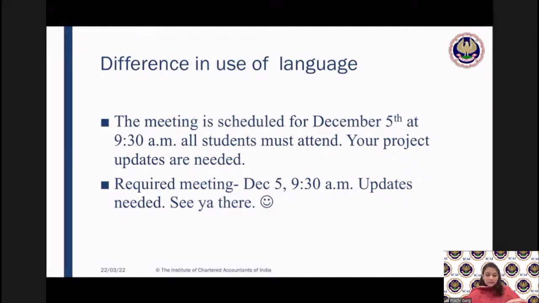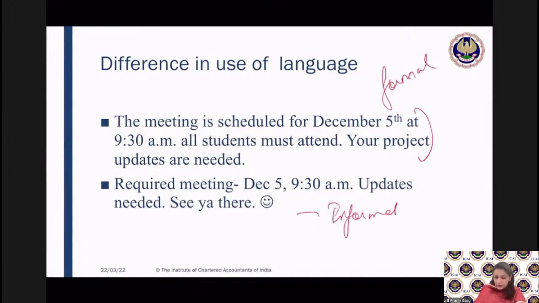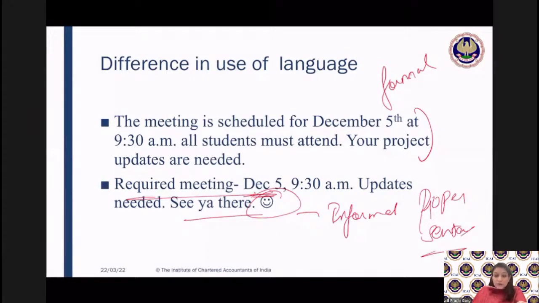Now, of course, in this one, this is formal and this is informal. In the informal one, notice abbreviations, the short forms, no proper sentences. "See ya there" is casual, informal language, and then there are emoticons, and there are no proper sentences. Whom are you addressing? What are you trying to say? What is the purpose of the meeting?